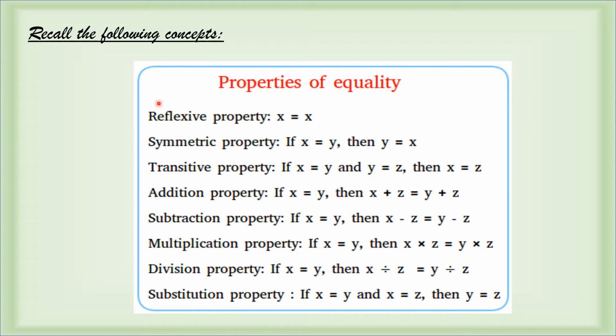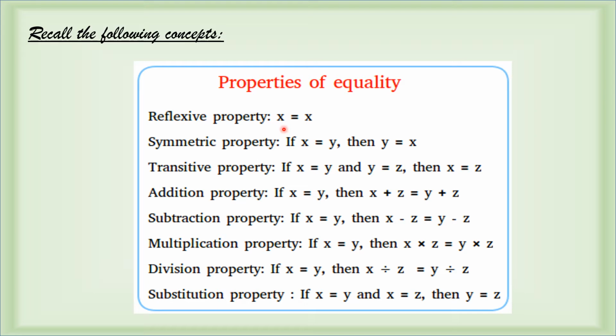Before we formally begin discussing rational functions, let us discuss first some basic properties of equality. So we have here the reflexive property, which means that x equals x. It states that a number is always equal to itself. For example, we have 5 is equal to 5. So a number will always be equal to itself.